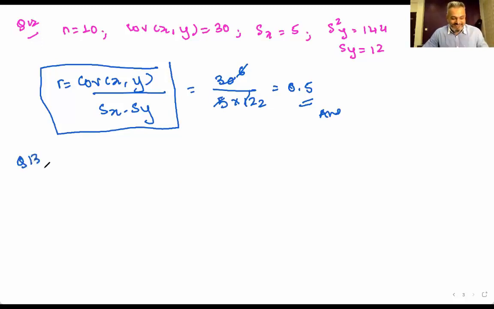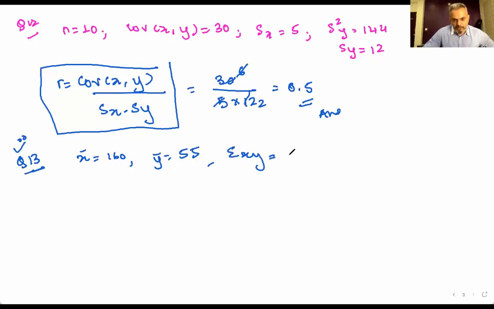Okay, question 13. The following information is obtained regarding the height and weight from a sample of 10 students of a school. Now, mark it again, these are all important sums. X bar is equal to 160. Y bar is equal to 55. Sigma XY is equal to 90,000. Standard deviation of x is equal to 25. Standard deviation of y is equal to 10.